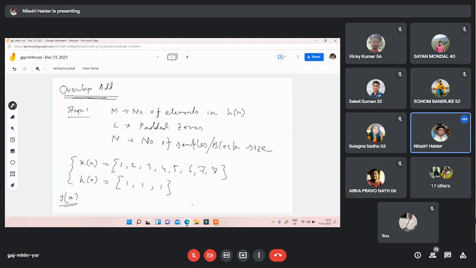So obviously the length of hn is 3, so the value of m will be 3. So L will be what? Padded zeros, that will be m minus 1, we know from the last class, so it will be 2, and size N will be L plus m minus 1, that will be 4. So these are the three values from step 1 we are getting: m is 3, L is 2, N is 4.